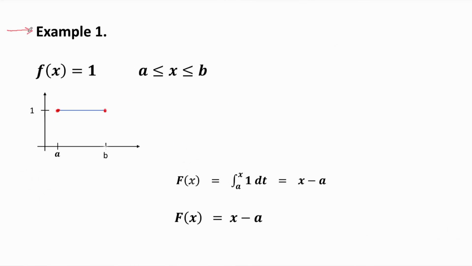Example 1. Let f of x be the constant function 1, defined on some interval [a,b]. The graph of this function is shown below. Let us find an antiderivative of this function. For any point x between a and b, let F of x be the integral from a to x of this constant function 1. This is the area of this rectangle, which is x minus a. So the function big F given by this formula, x minus a, is an antiderivative of this constant function 1.